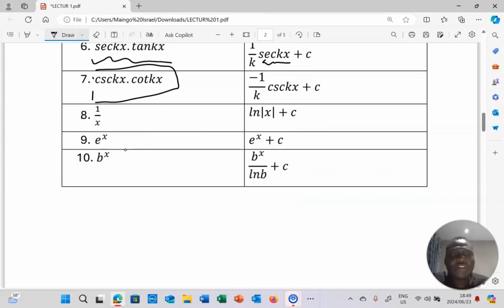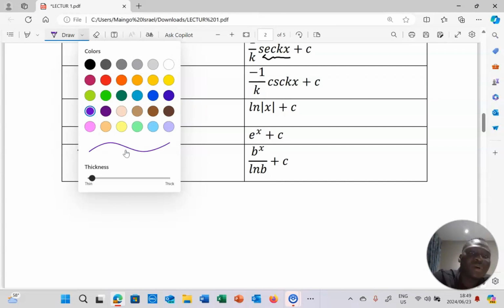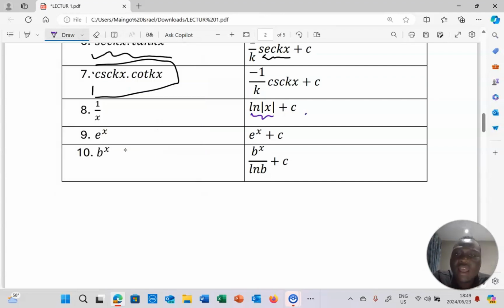So we also have the antiderivative of the function 1 over x. The antiderivative of 1 over x is nothing but ln of the absolute value of x plus a constant. So that's how we find the antiderivative of the function 1 over x.